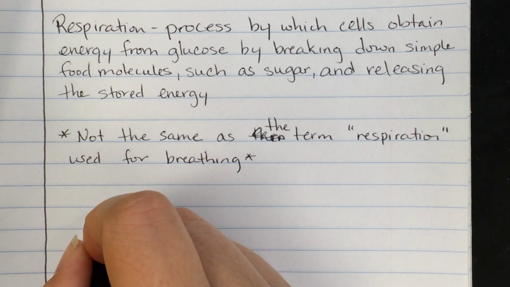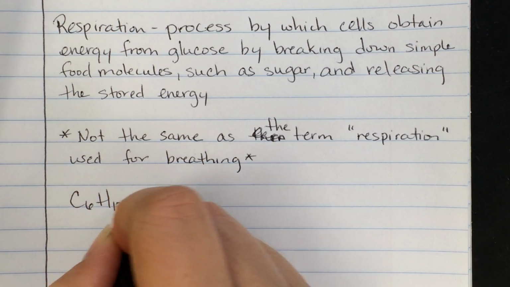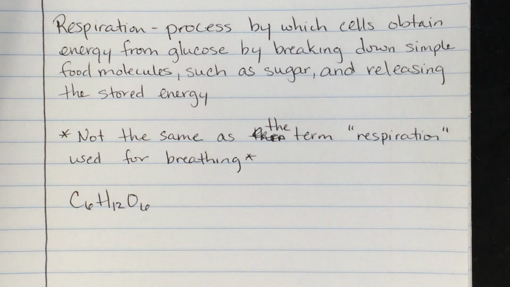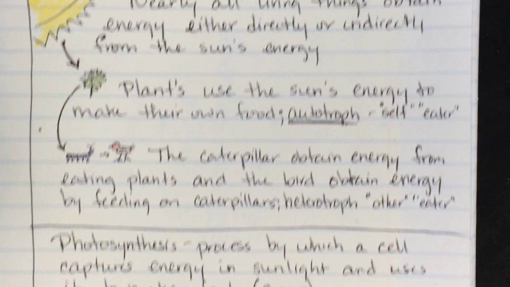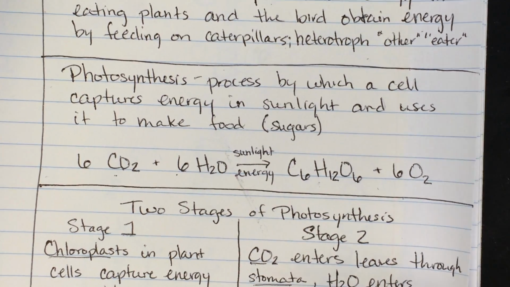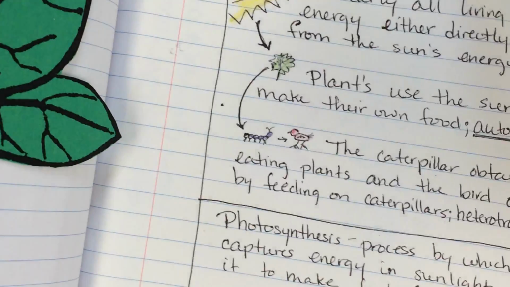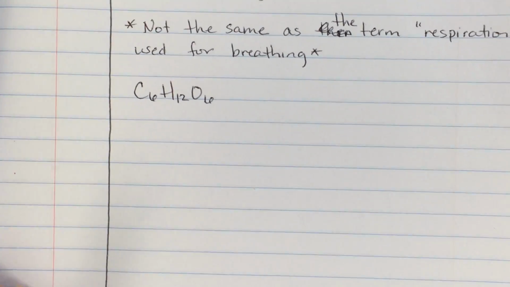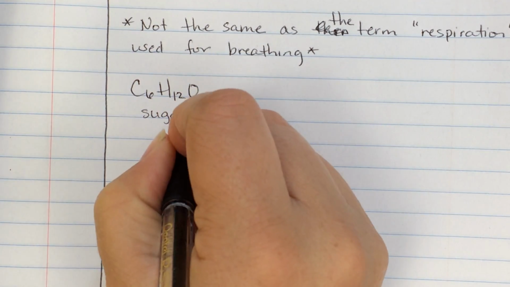Our chemical equation for cellular respiration is C6H12O6. Hey, haven't we seen this molecule somewhere before? Let's flip back one page in your notes and look. Oh, hey, look at that, C6H12O6. Where did we get that from? Oh yeah, plants, that's right. Okay, so we've got C6H12O6.